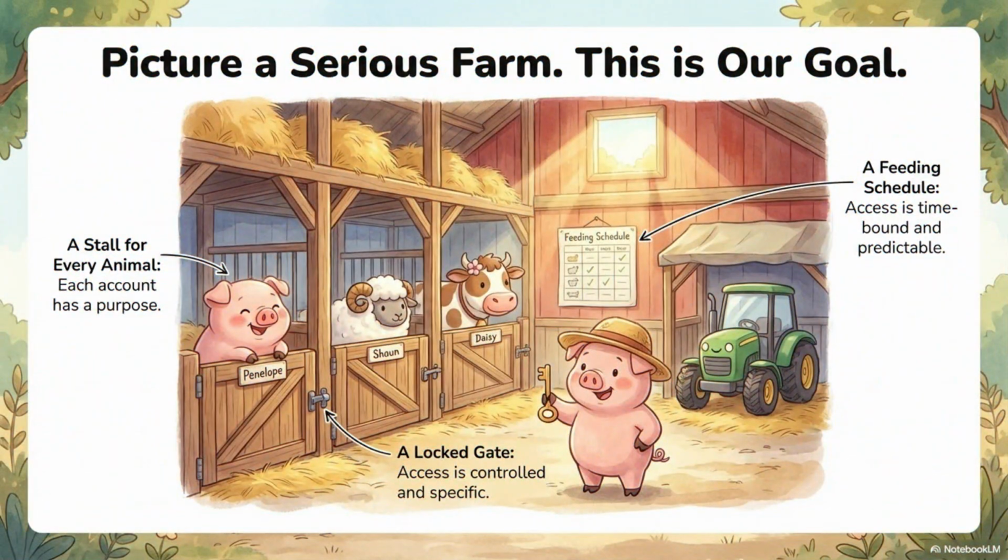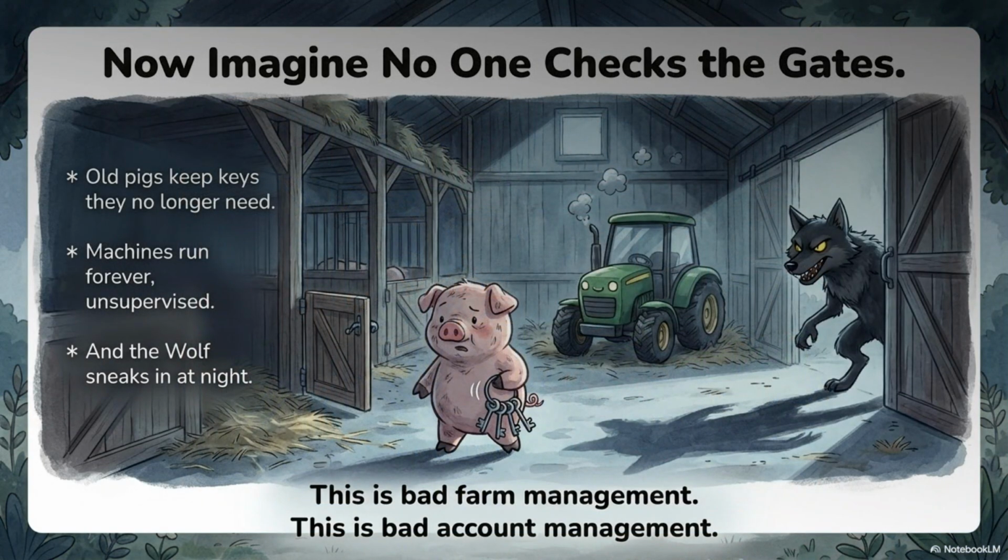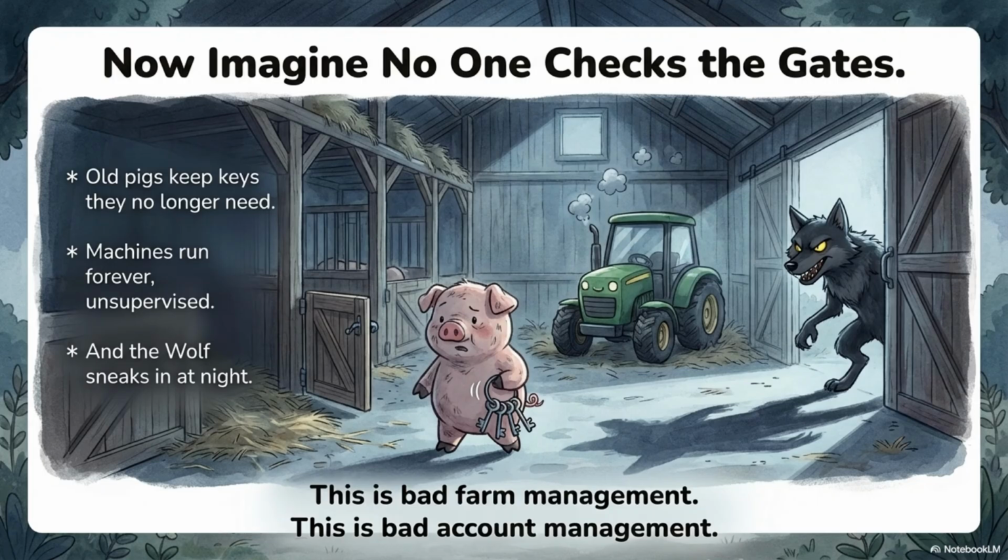Picture a farm, not a cute one, a serious farm. Every animal has a stall, a feeding schedule, and a locked gate. Regular pigs eat grain, farm managers have keys, machines run on their own timers. Now imagine no one checks the gates. Old pigs keep keys, machines run forever, and the wolf sneaks in at night. That is bad farm management. That is bad account management.